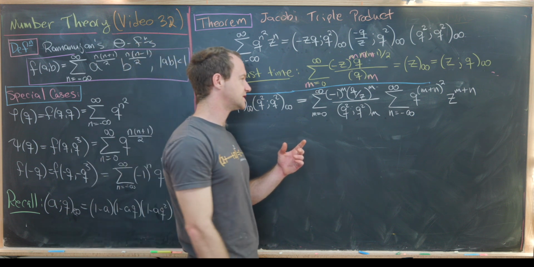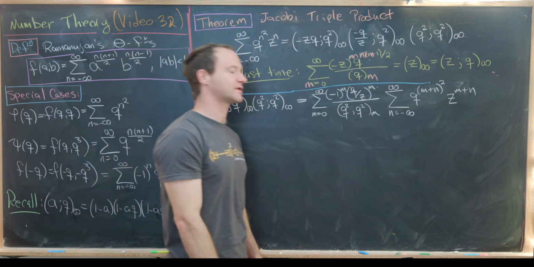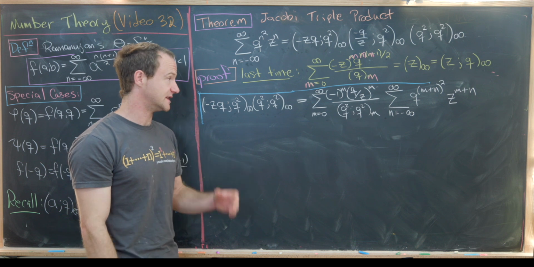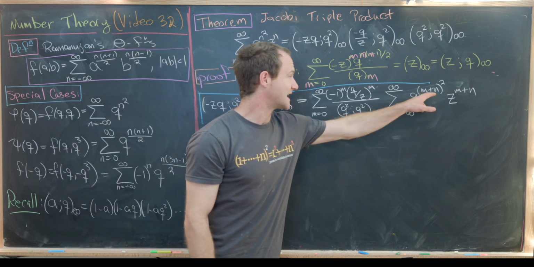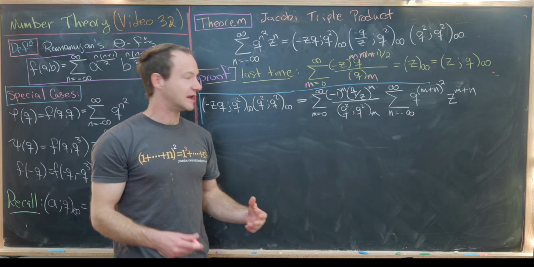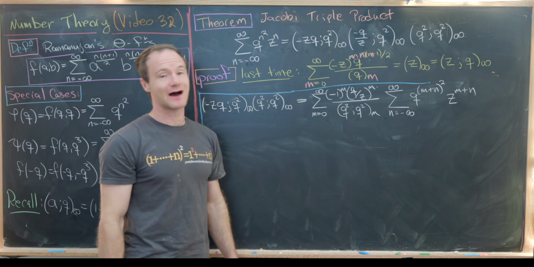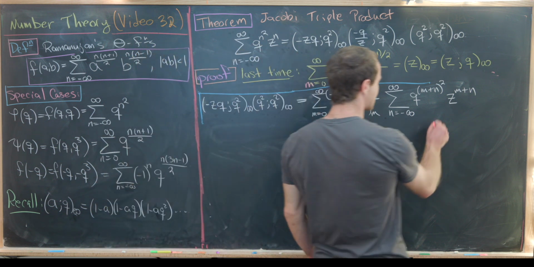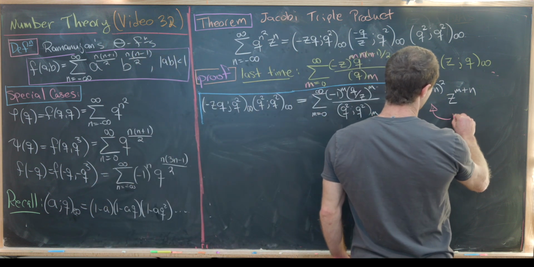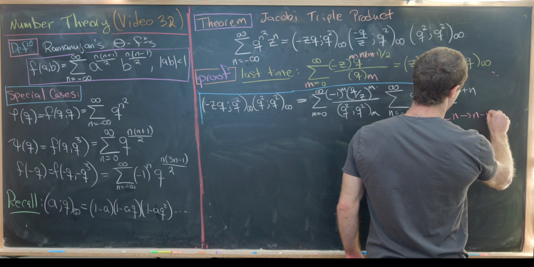But what's important to notice is that this inside sum with respect to n is over all integers. That means I can re-index it so that it no longer depends on the outside sum. We would do that kind of like this. Maybe we would replace n with n minus m.